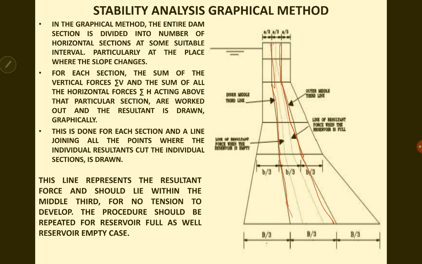Once you draw these things, you have to make sure that the resultant line must pass between these two lines. If the resultant is passing within these two lines, there is no tension developed and the dam will be safe. So this is how you do it using a graphical method. For each section, the sum of the vertical forces and the sum of the horizontal forces acting in a particular section are worked out and they are drawn graphically, and checked whether this line is within the outer middle third line and the inner middle third line. That is how you do it in case of the graphical method.